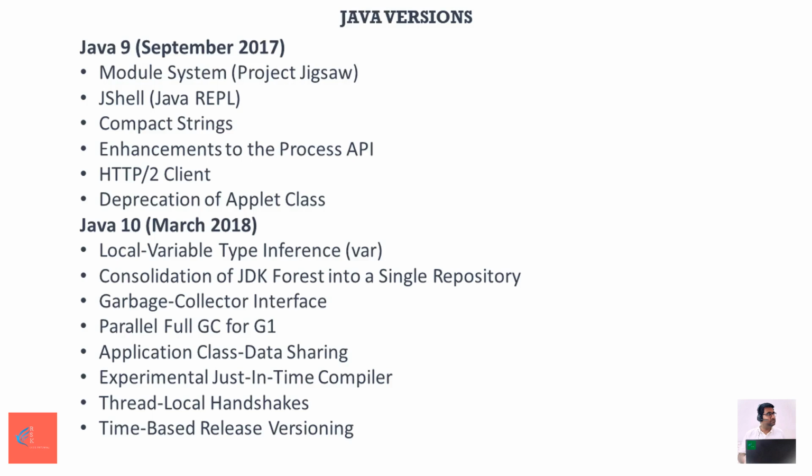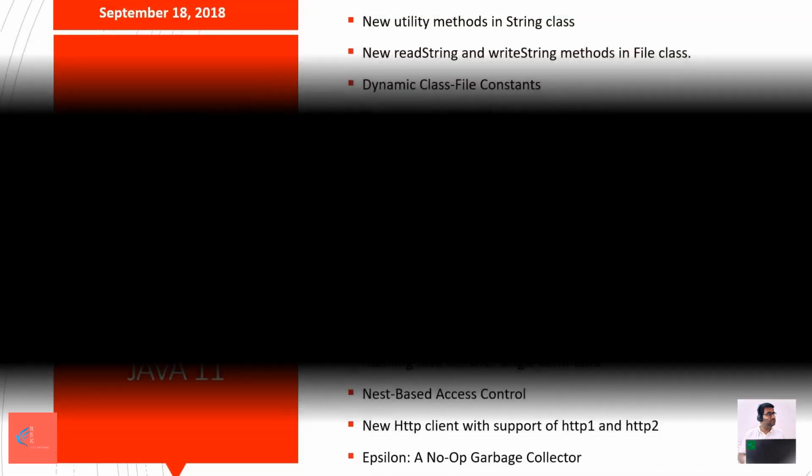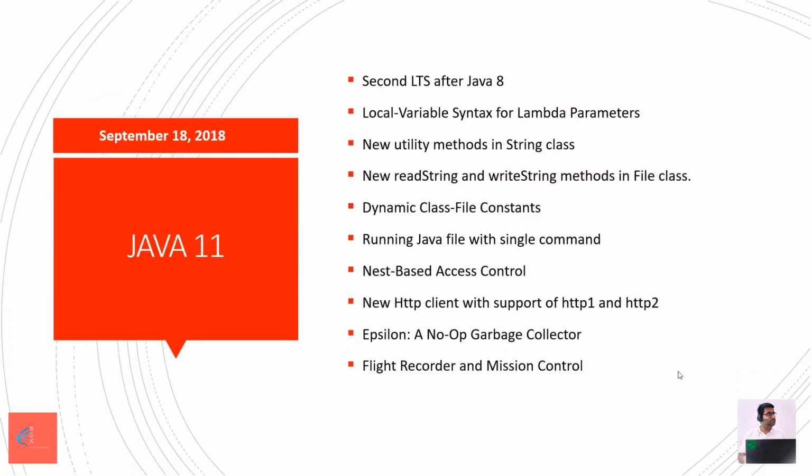With Java 10, it marked the adoption of a time-driven release versioning strategy with a new feature release every 6 months. In September 2018, Java 11 was introduced. It was the second long-term support after Java 8. In Java 11, it has introduced local variable syntax for lambda parameters. It added new utility methods in string class. It added new readString and writeString methods in file class.